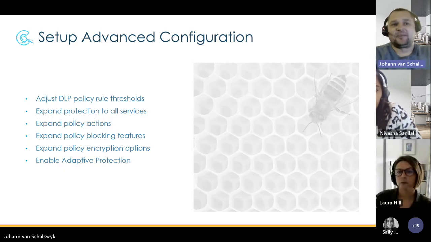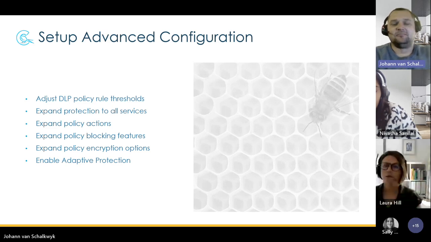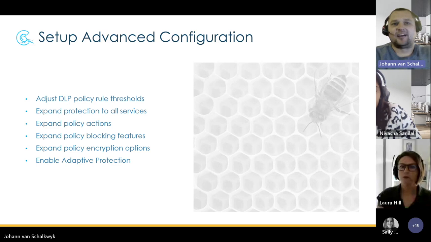These include, as I mentioned, adjusting the thresholds: how many credit card numbers, how many instances of a sensitive information type will actually trigger an alert, and potentially having more granular rules where it starts off with just user education before it becomes a hard block, so that you benefit from user education more. But you can also expand all the controls and features within each data loss prevention policy, improving the actions and the encryption levels applied to the content within each policy.